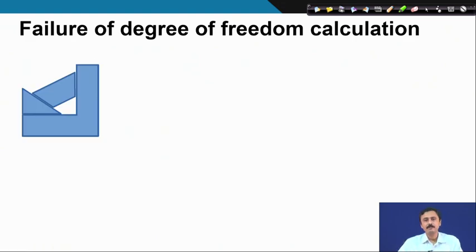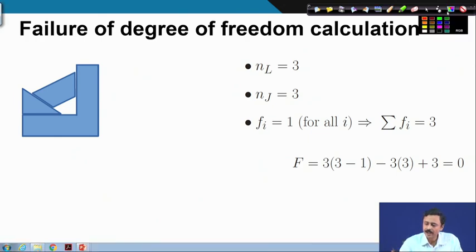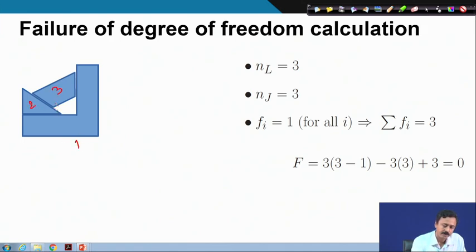We can have failure of degree of freedom calculation because of another reason, and this is the third situation where it fails. In this example, we have 3 bodies, 1, 2, 3, let me ground this one. There are sliding pairs between these rigid bodies. So, number of links is 3, number of joints is also 3, there are 3 prismatic pairs actually.